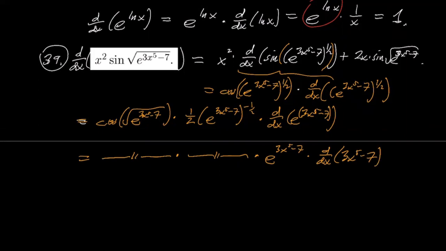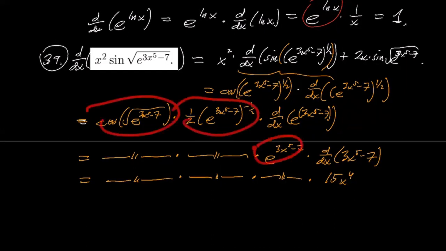So let me just write that. So we get same things from before. This is the same as before times 15x to the 4th minus 0. So all that stuff, all this stuff here, this term times this term times this term times this term is what needs to go right here.